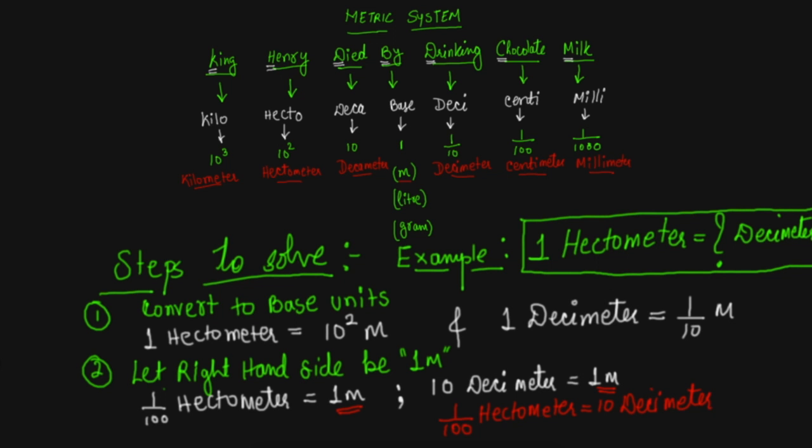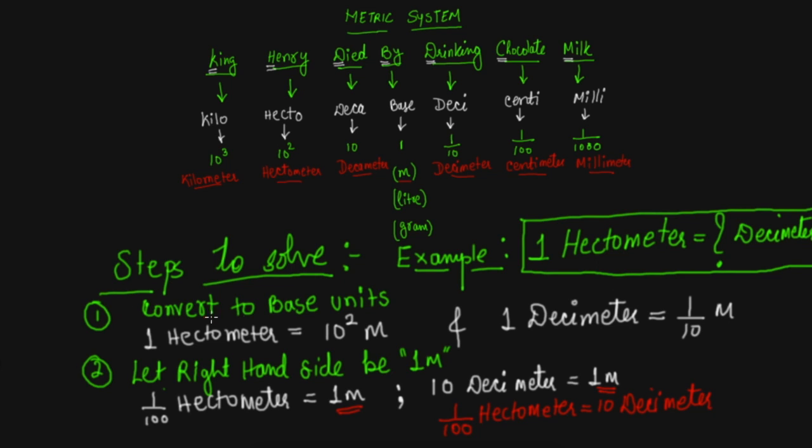Okay, now let's quickly jump to the execution part of it and let's solve. If you were given a question in an exam that 1 hectometer is equal to how many decimeter, or it would be part of a larger question where you need to convert a hectometer into decimeter. We know this chart that we studied a couple of minutes back. If we remember King Henry died by drinking chocolate milk, what each word means and the values associated with it, there are certain steps to solve. Let us solve with these steps.